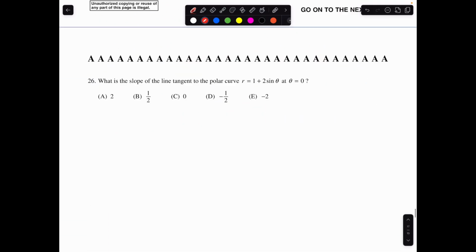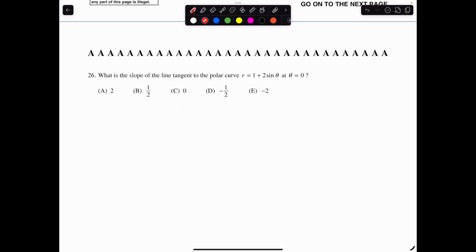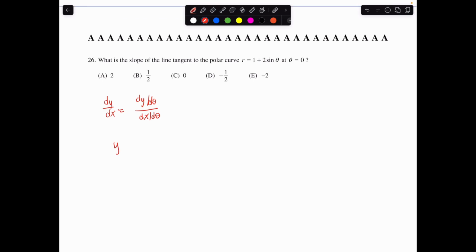Okay. All right, 26. What's the slope of the line tangent to the polar curve r equals blah blah blah at theta equals 0? All right, so we want to find dy/dx. That's equal to dy/d theta over dx/d theta. So we have y is equal to r sine theta. You need that memorized, so make sure you have that.